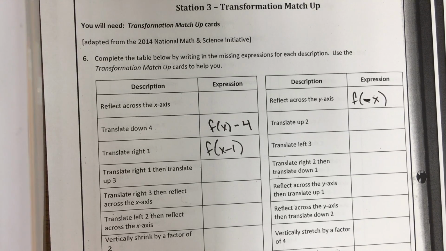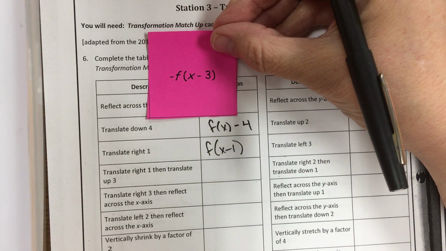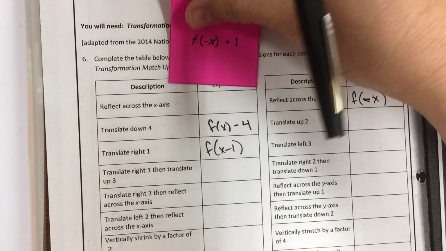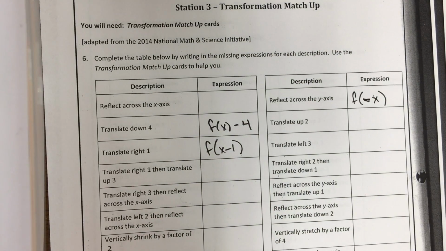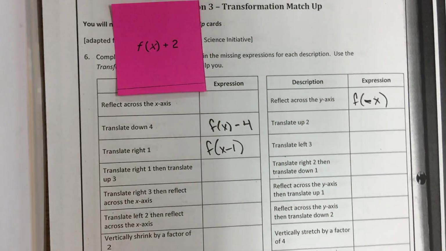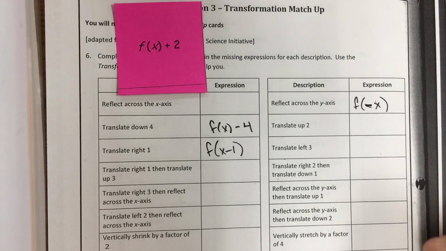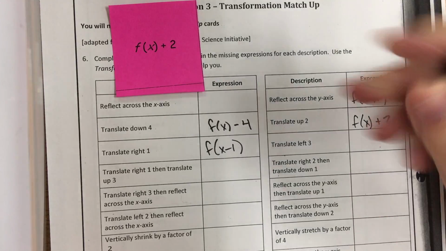Next one up, I have this. And if I look at this, that's got something on the inside and the outside. I'm going to wait on that one. Then the next one, again, something on the inside and on the outside. Let's see if I can find one. Oh, this is just on the outside. So that means I'm doing something just to the y value. So I'm adding 2 to the y value, so that means I'm going up. So f of x plus 2.